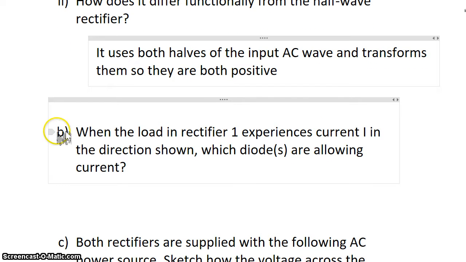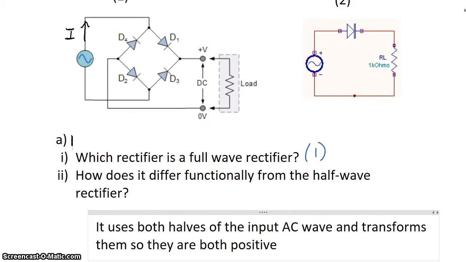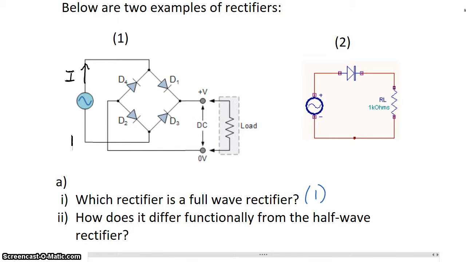When the load in rectifier 1 experiences current I in the direction shown, which diodes are allowing current? Alright, just found out that my question already had an error in it. I had to move I. It was over here. Now it's over here. And now the question might have a solution.